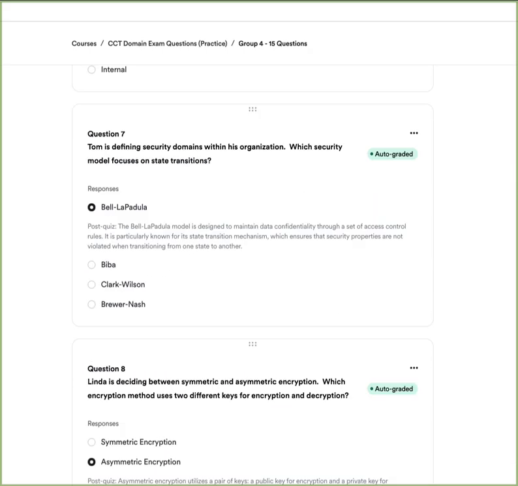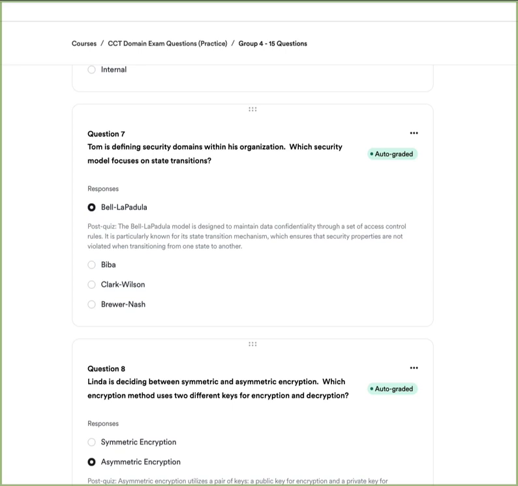Question 7. Tom is defining security domains within his organization. Which security model focuses on state transitions? A, Bell-LaPadula. I can never say that word. B is Biba. C is Clark-Wilson. Or D is Brewer-Nash.